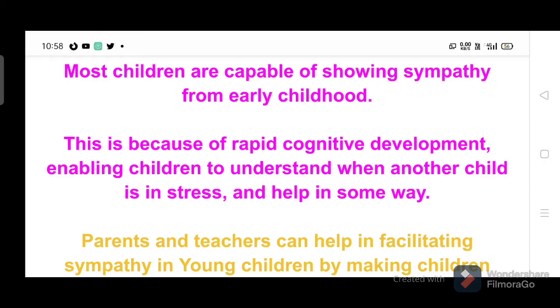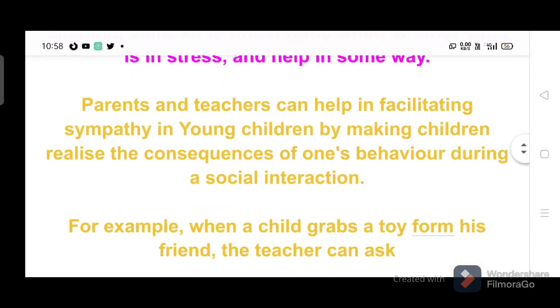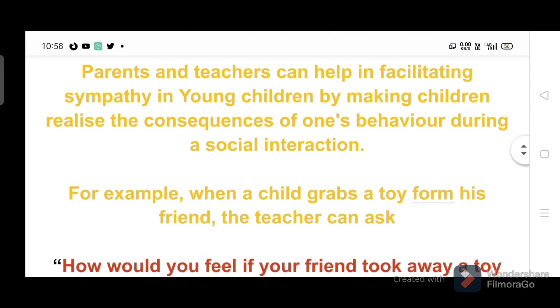Next, parents and teachers can help facilitate sympathy in young children by making children realize the consequences of one's behavior during a social interaction. So the teacher and parent should teach the children the feeling of sympathy during a social interaction with siblings and other peers in the preschool.